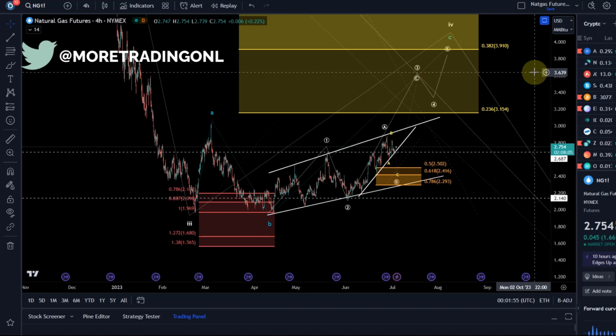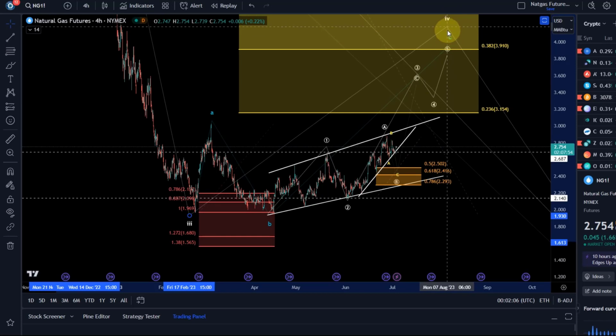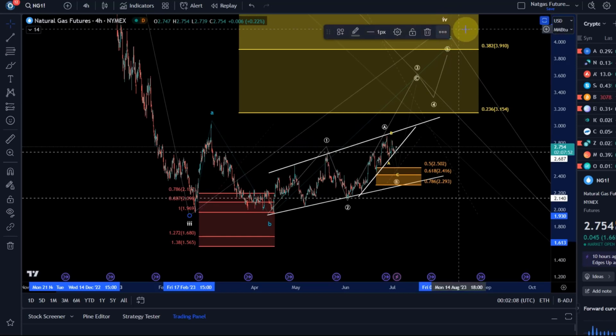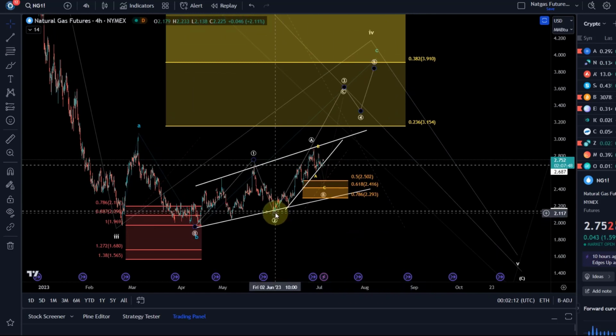Price hasn't really moved a lot this week so far. So yeah, we are still dealing with this possible ABC correction in a wave 4. We've been talking about this now for a while, that we get this higher wave 4 as long as price stays above our make or break point at $2.14.